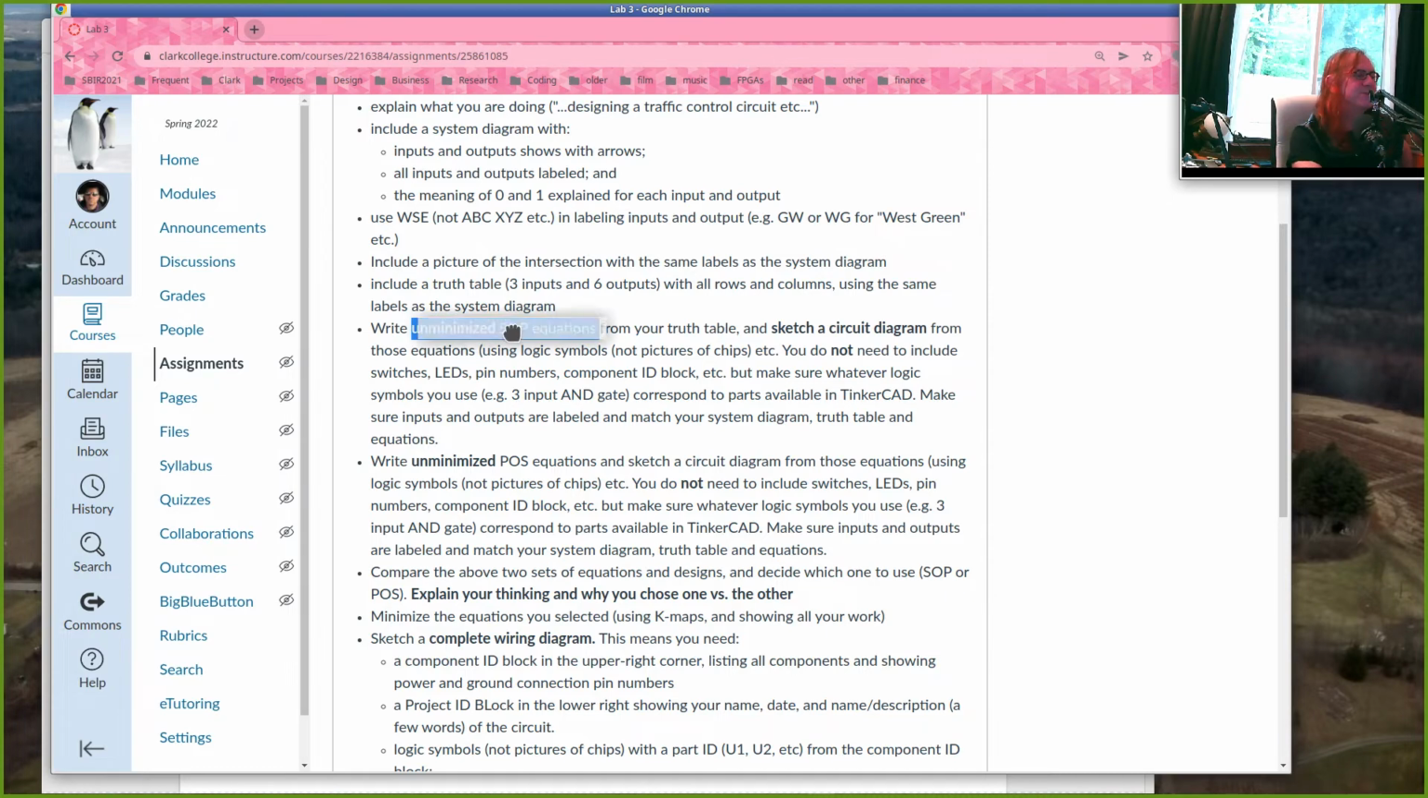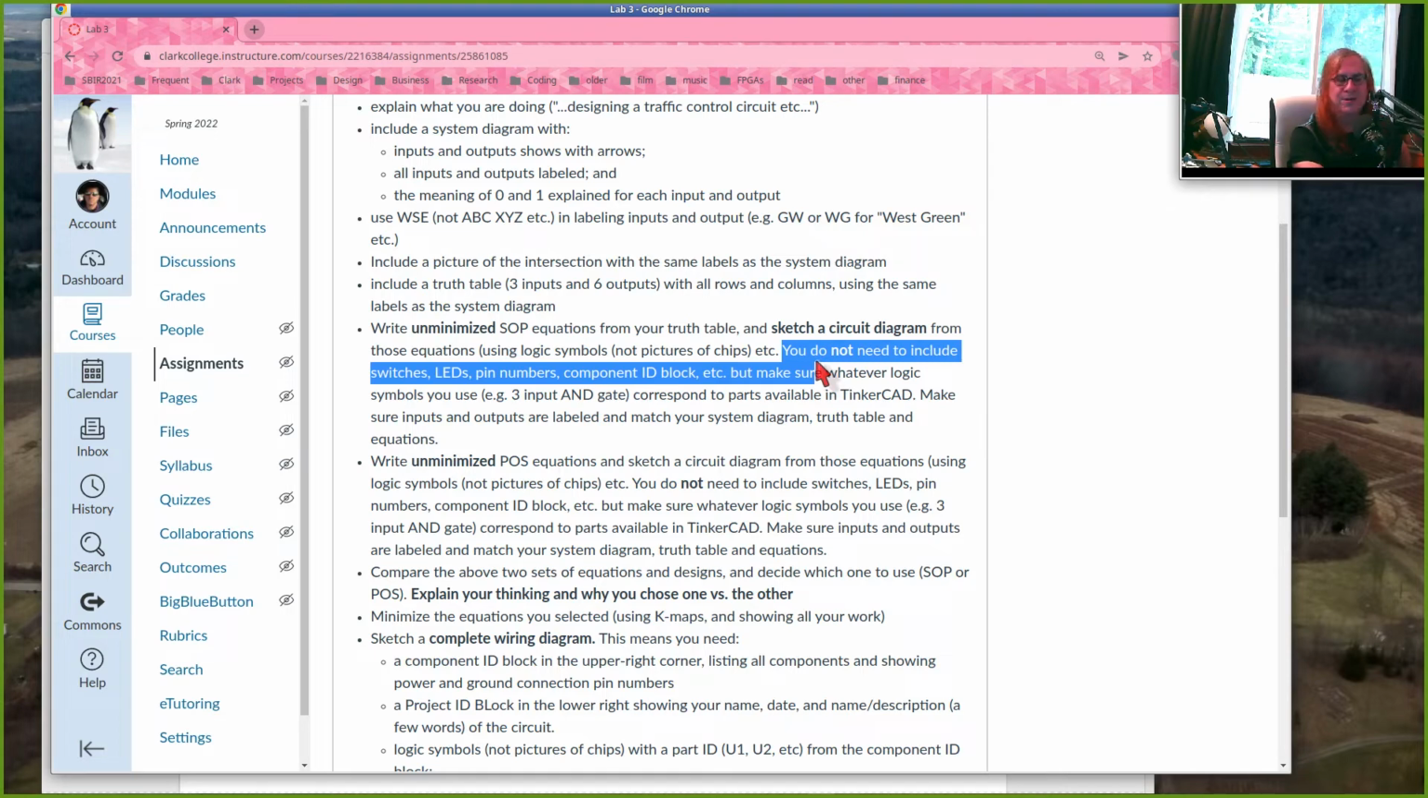Once you have those unminimized equations, sketch a circuit diagram. So what do I mean by that? Use logic symbols, not pictures of chips, right? But use plain old logic symbols: the half moon for the AND gate, the curved thing for the OR gate, the triangle for the inverter, and so on. But here, you do not need to include the switches. You do not need the LEDs, the pin numbers, the part numbers, the component ID blocks, and so on. So you don't have to do all the things at this stage that you did for experiment 6. I'm giving you less work to do here. But I want something with logic symbols.